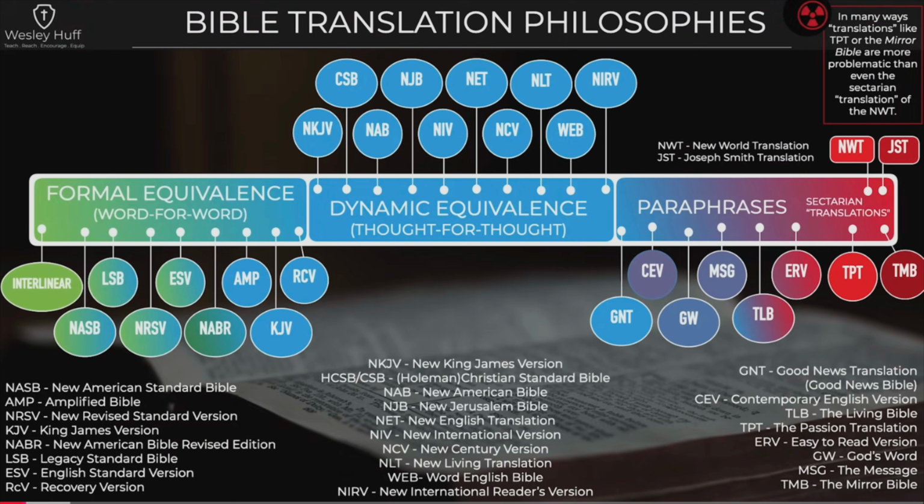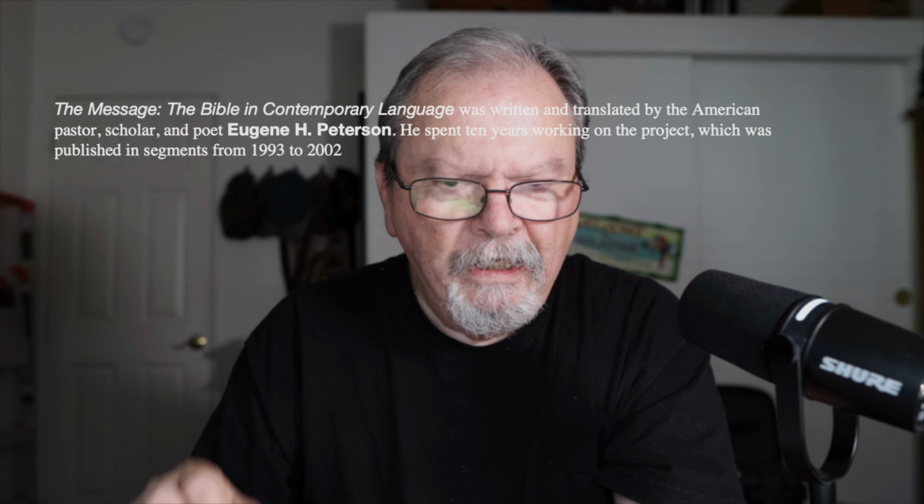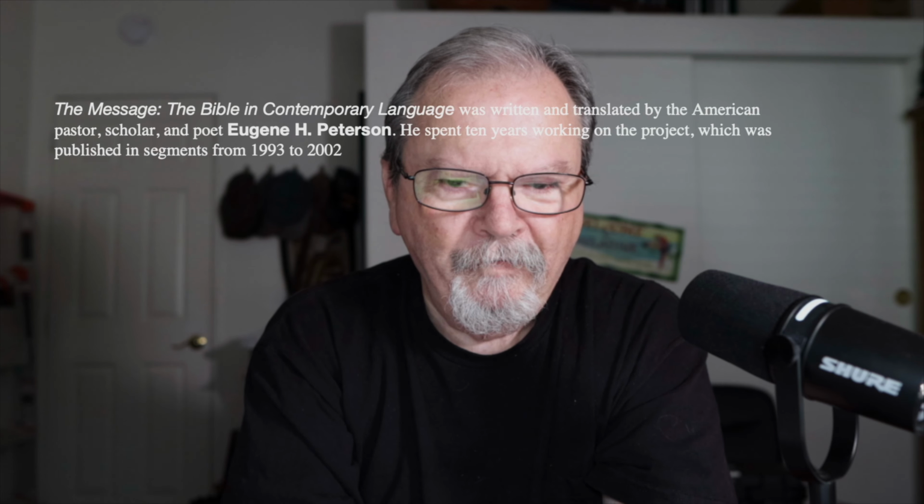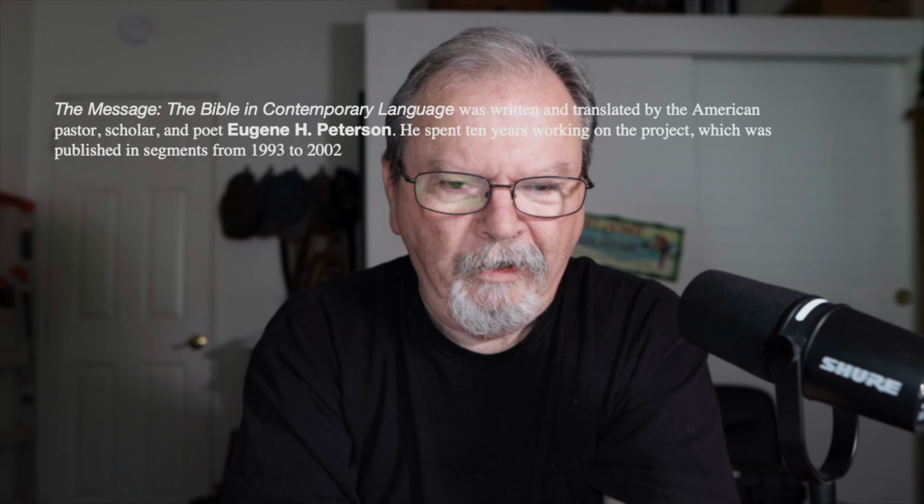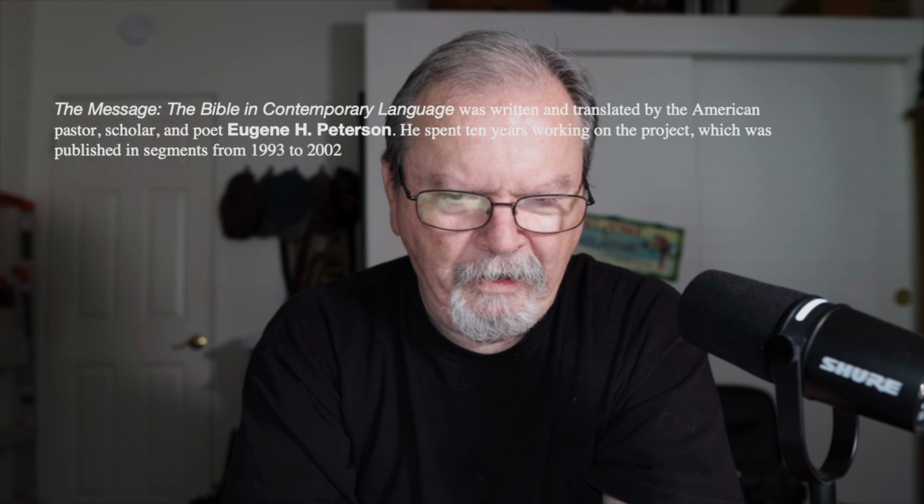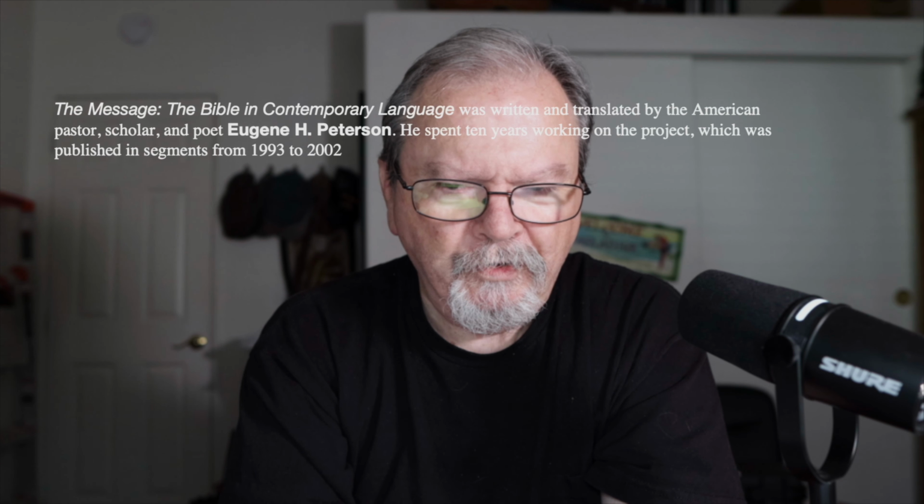Now, which one of these can you trust? These mainstream Bible translations, you can pretty much trust any of them. A lot of the indicators are whether they were translated by a group or a foundation or by one person. Looking at the right side here, the Message was actually translated by one person, Eugene Peterson, and it was released over a period of time, 93 to 2002. And he wasn't trying to deceive anybody by the Message. He was just trying to make it easy to read. He wasn't trying to change the meaning.